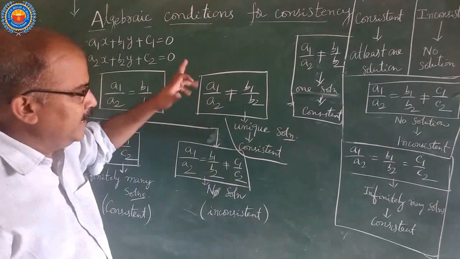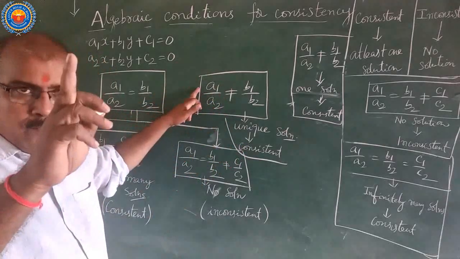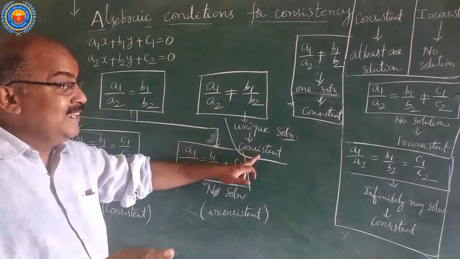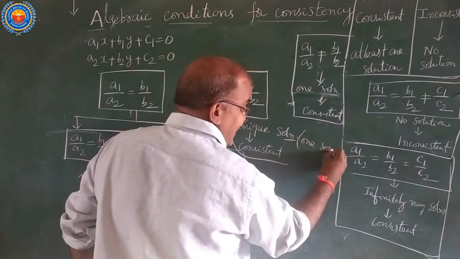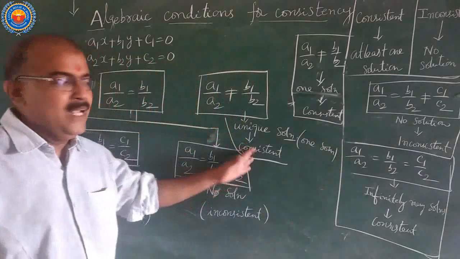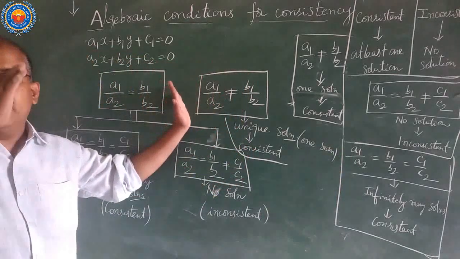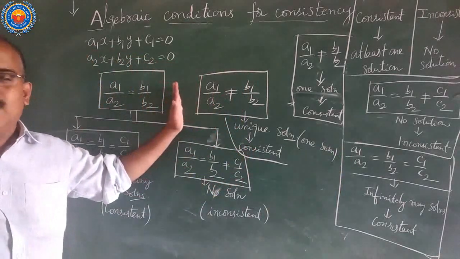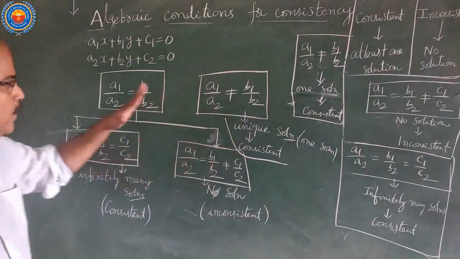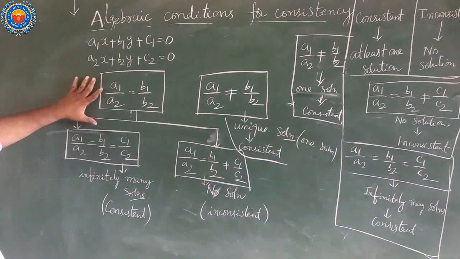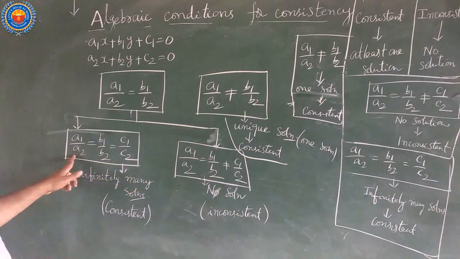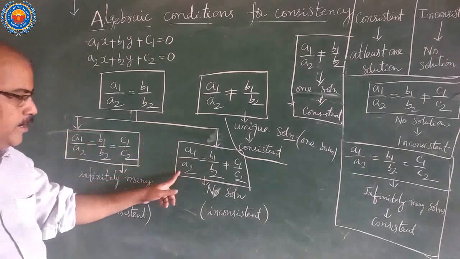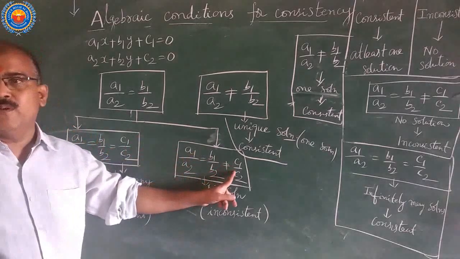This is very important. If A1/A2 is not equal to B1/B2, there is a unique solution, or one solution, and it is consistent. Coming to the case A1/A2 is equal to B1/B2, there are two conditions: A1/A2 = B1/B2 = C1/C2, and A1/A2 = B1/B2 is not equal to C1/C2.